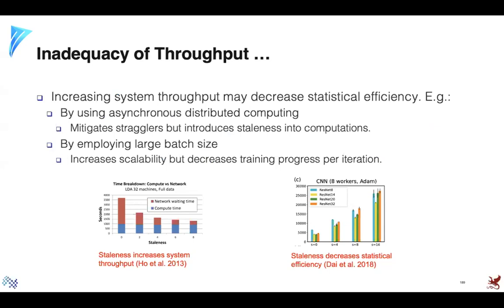So for example, throughput might be increased by using asynchronous distributed training techniques, which will mitigate the effect of stragglers, but also introduce staleness into the computation, which decreases statistical efficiency. And throughput may also be increased by employing larger batch size, which increases scalability, but also decreases statistical efficiency.